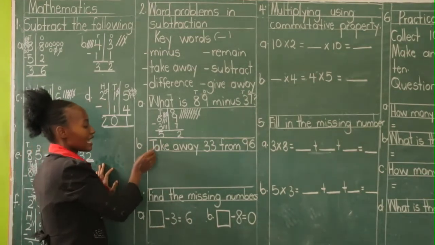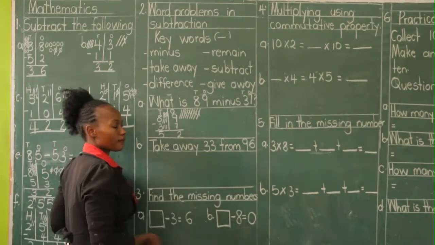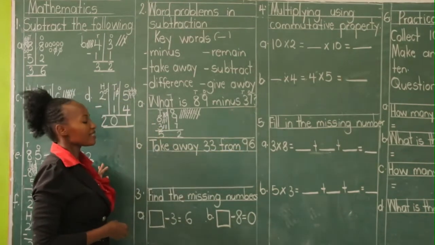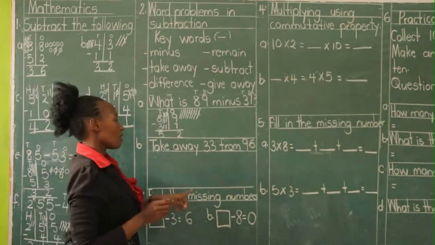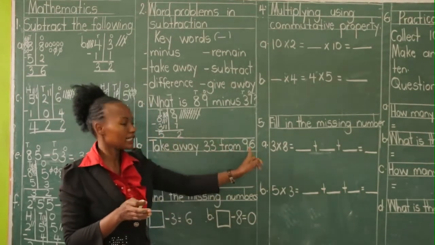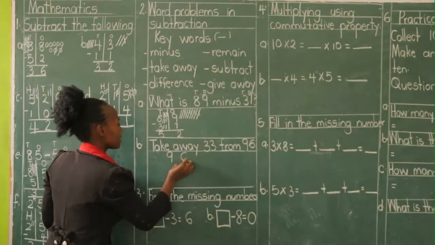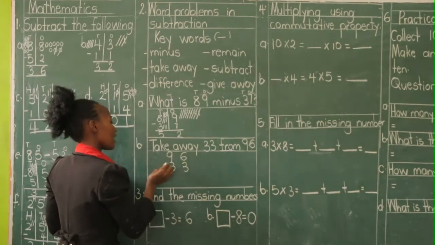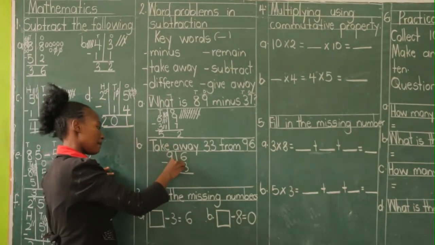It is take away 33 from 96. Take away 33 from 96. It means that we are going to get 96 and take away 33, because here they've told you to take away 33 from this number here, from 96. I get my 96. I take away 3. I draw my line in the middle.